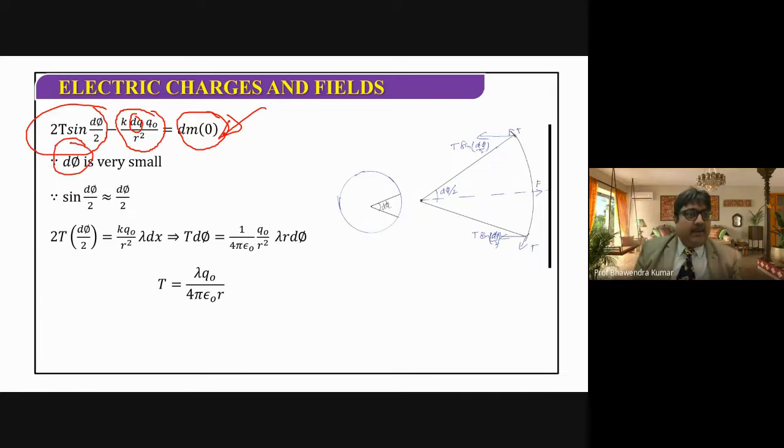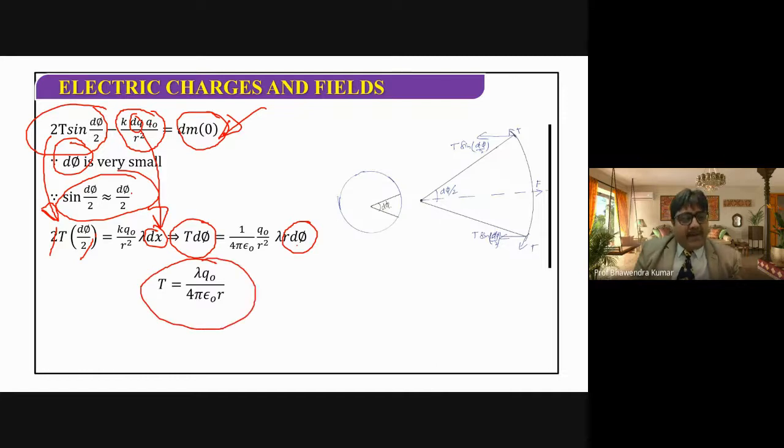Sine theta is equal to theta. So sine d phi by 2 will be d phi by 2. On the left hand side, we can write 2T into d phi by 2. On the right hand side, we can write dq as lambda into dx. So this 2 and this 2 will get cancelled. This will be T into d phi. On the right hand side, it will be k q1 q2 by r square, and dx itself will be r into d phi. Can you understand it? So in terms of lambda, we can write like this. Or if I expand, lambda is equal to q by 2 pi r, then that 2 pi will come in the denominator. Do you understand it? Okay, this will be r.